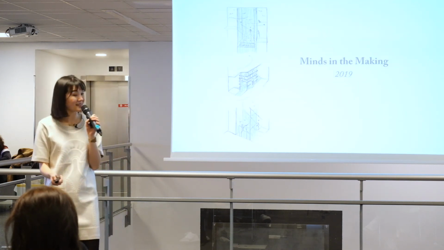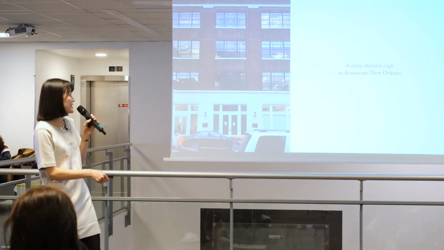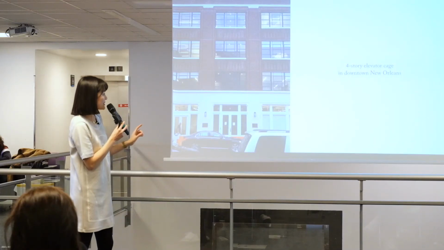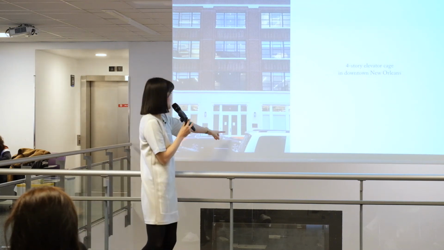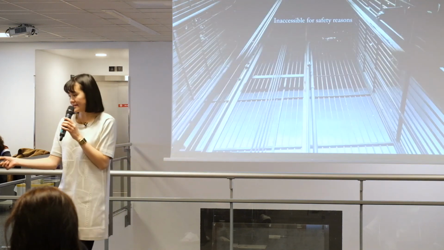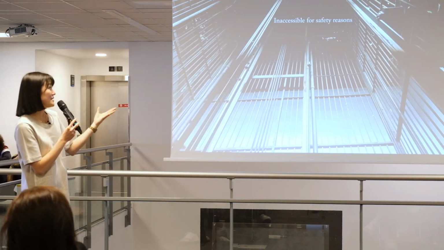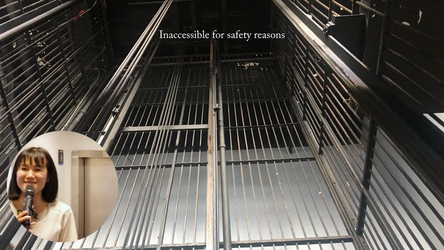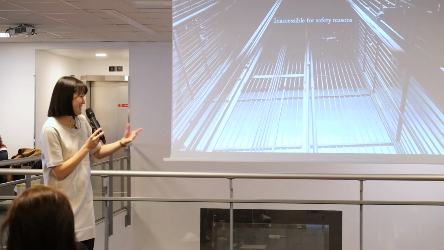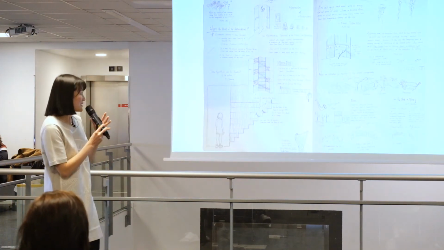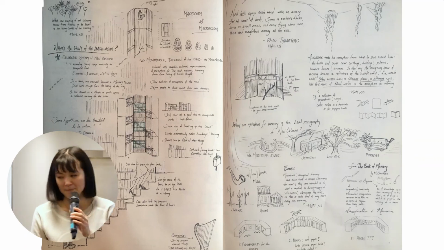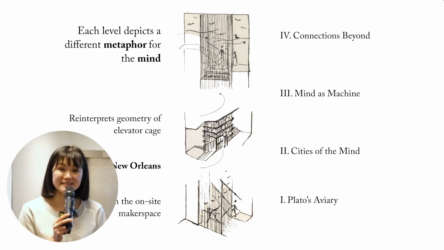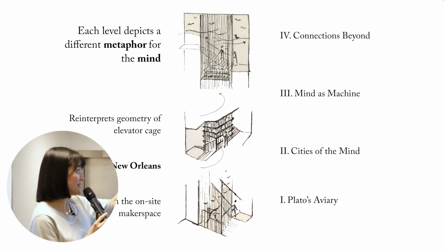This is an art installation that I worked on in New Orleans. It's in a building with a maker space and some shared workspace. The client approached me because there is a stairwell with a big elevator in the center of it. They had to take the elevator out for safety reasons, but there's just this giant four-story cage that remains, and she said, do something cool with it. So I did a bunch of sketches, and the idea I settled upon was having different metaphors of the mind depicted by each floor in the elevator cage.